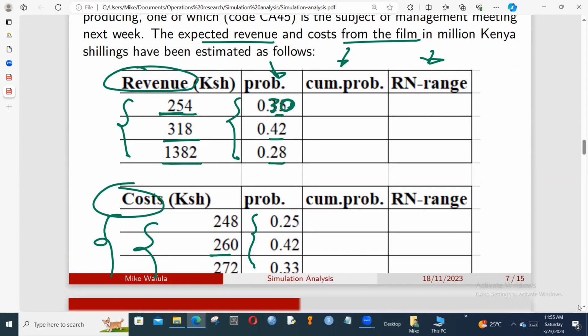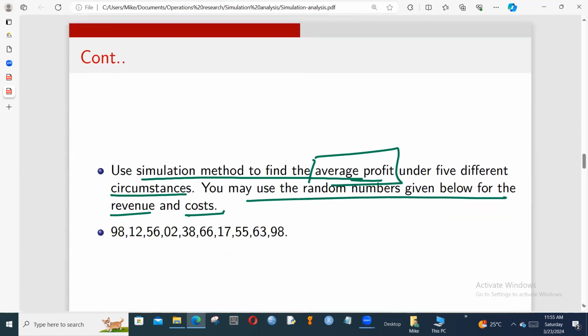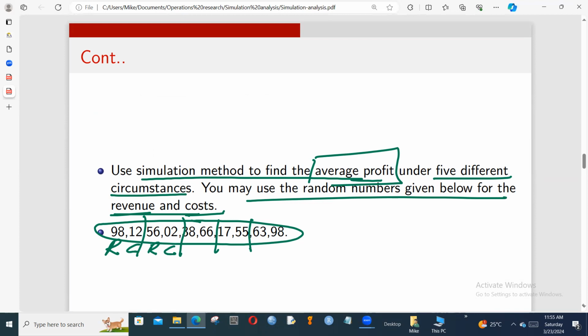Then from there we shall create a working sheet. That working sheet will now have the random numbers. We have been told these random numbers are for revenue and cost. And so if they're talking of 5 of them, they're talking of 5 pairs because you're talking of 2 variables. So this should be 5 pairs, 1, 2, 3, 4, 5. So revenue and cost, it means 98 represents revenue, 12 represents cost, 56 represents revenue, 02 represents cost, 38 represents revenue. So that's how they appear in pairs.